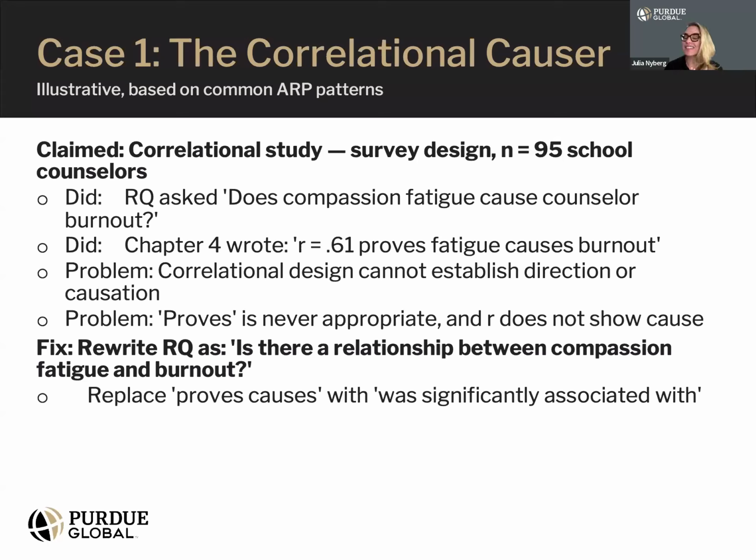The fix is clean and does not diminish the findings at all. It just has to be rephrased to: compassion fatigue was significantly associated with burnout (R = 0.61, p < 0.01). That sentence accurately represents what the data shows, and it is appropriately hedged.